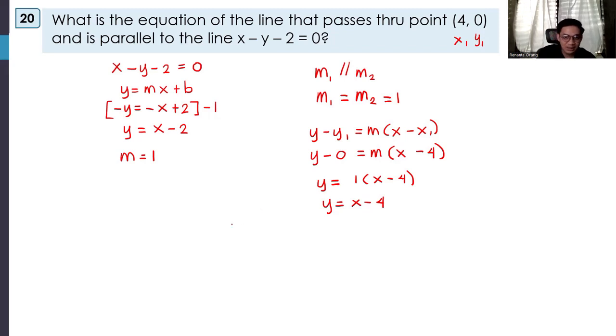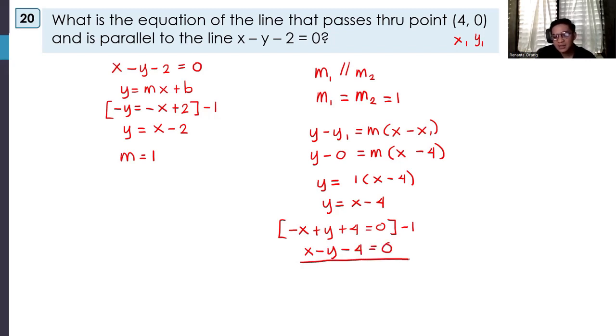Lahat, ilagay natin sa left side, magiging negative x plus y plus 4 is equivalent to 0. So, multiply lang natin both sides para maging positive si x. So, magiging negative si y and magiging negative si 4 is equivalent to 0. And this will be our final answer.